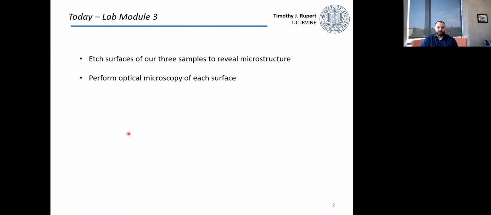What we're going to do today is take those three different steel samples that we've heat treated to have different microstructures. We're going to etch the surfaces and then perform optical microscopy so that we can see evidence of those microstructures. And remember, we also measured hardness, so we want to make sure that we interpret all these things together.